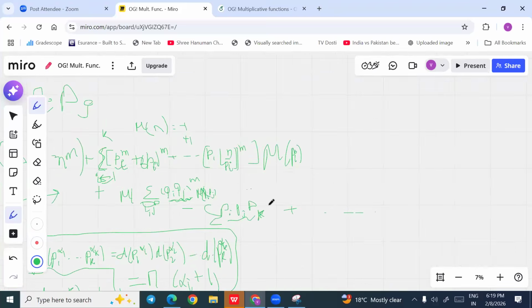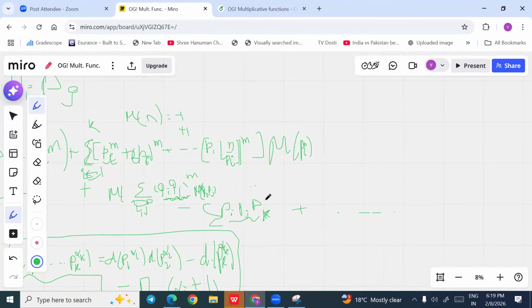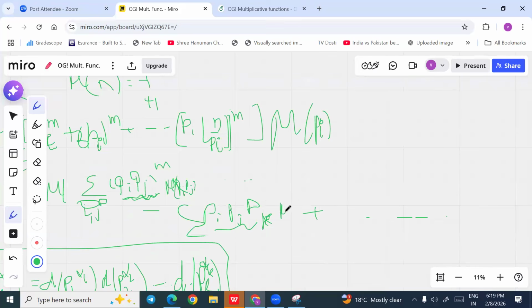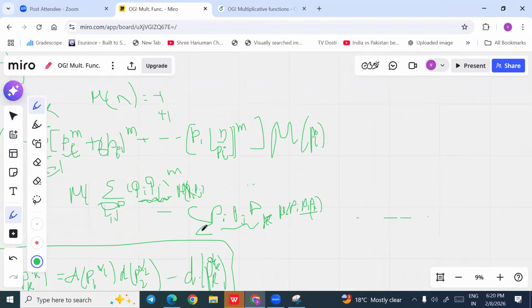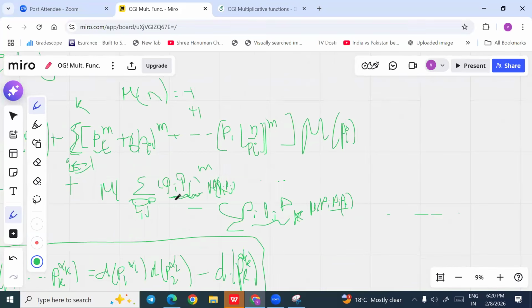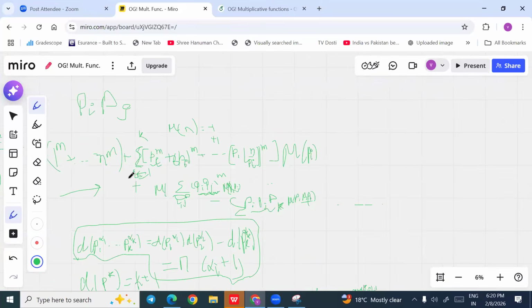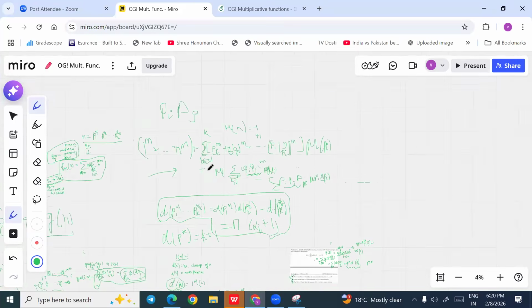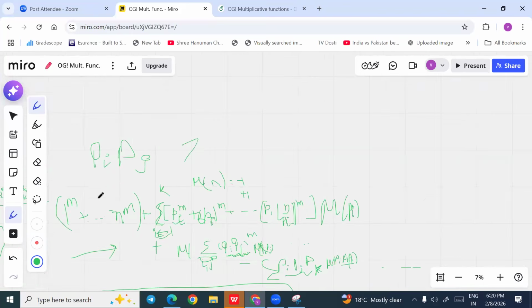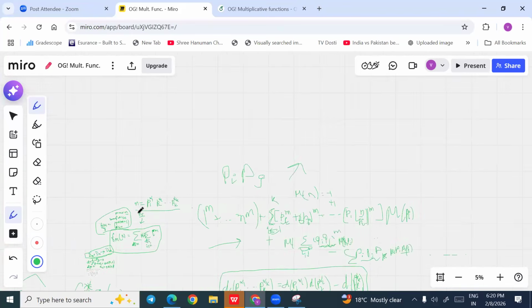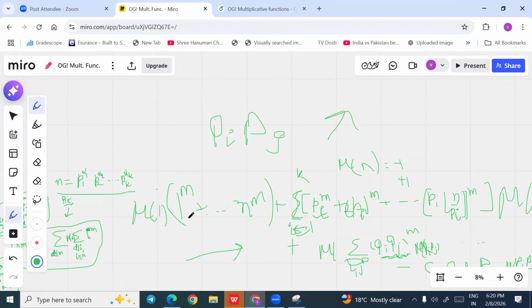Is this clear till there? Hello? Yes, it is clear. So you can add till this. Now, this is basically a summation of what I have written. I'll just write mu of 1 here as well, because these are just the multiples of 1.